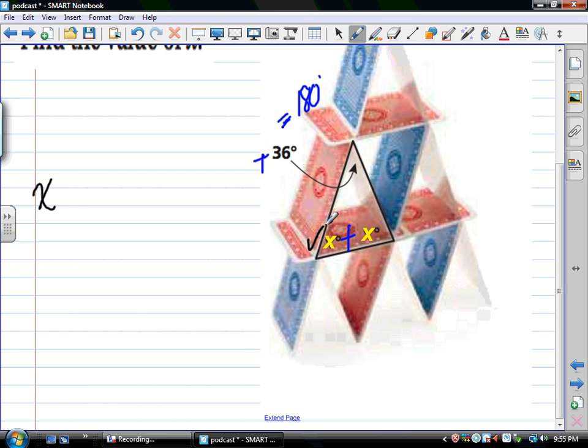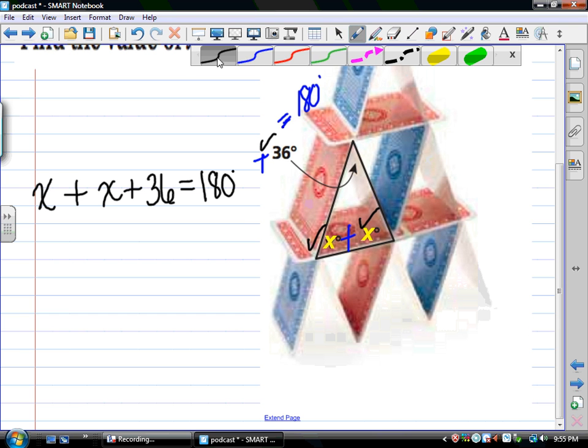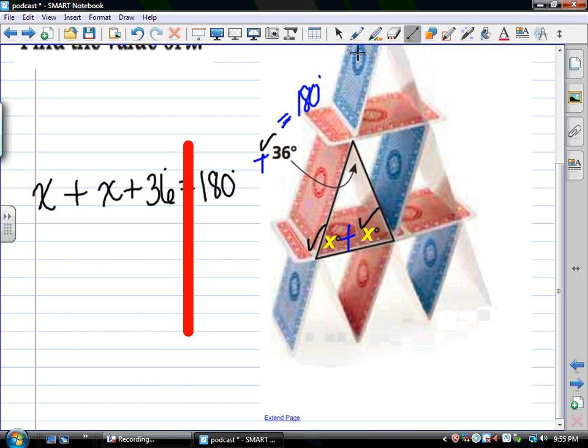X plus X plus 36 degrees has to equal 180 degrees because there's always 180 degrees in every triangle. Excellent job if you used the word coefficient, because there's an imaginary coefficient of 1 in front of both of these x's. Plus 20 for your group if you said that.